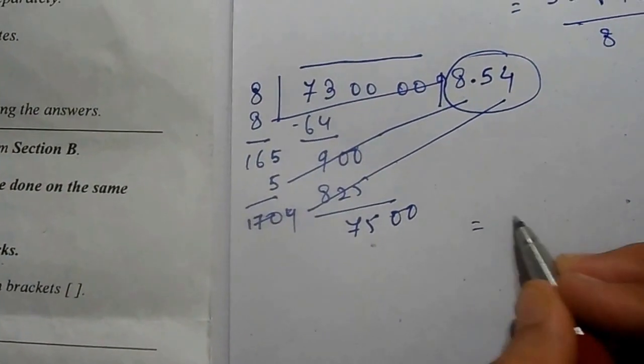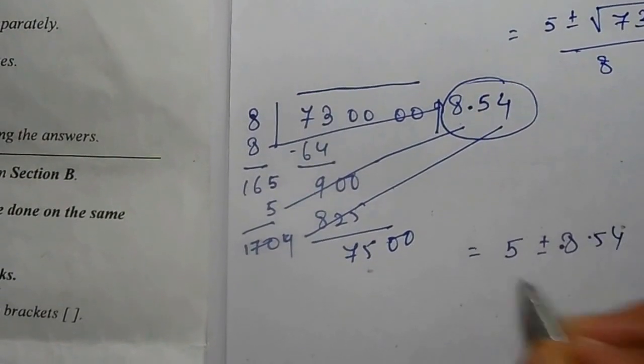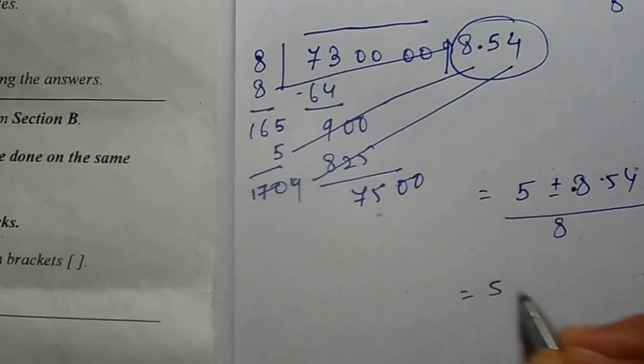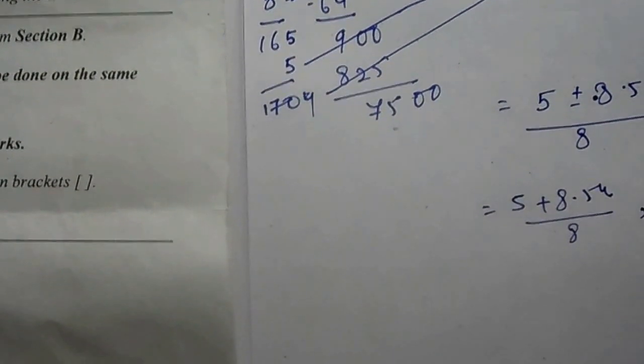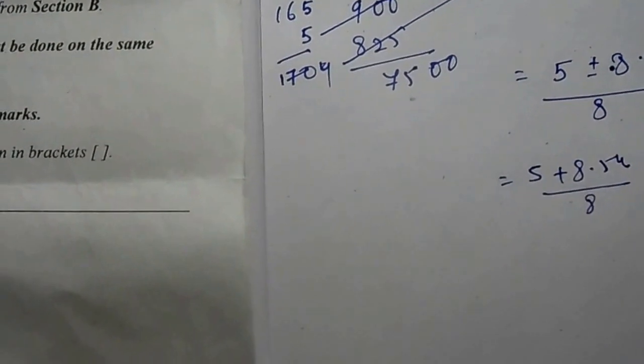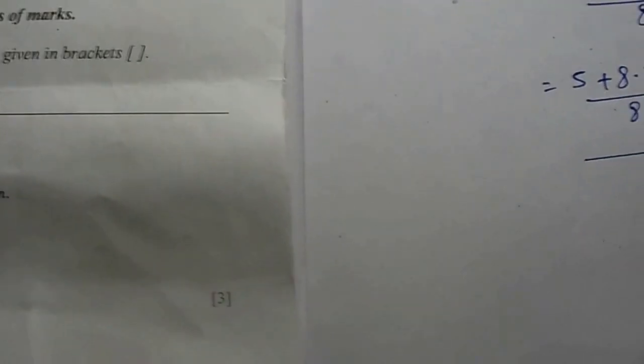Now solving it further, we get 5 plus minus 8.54 divided by 8 is equal to 5 plus 8.54 divided by 8, and 5 minus 8.54 divided by 8. We'll get a positive root and a negative root. Solve it yourself and you will get the answer.